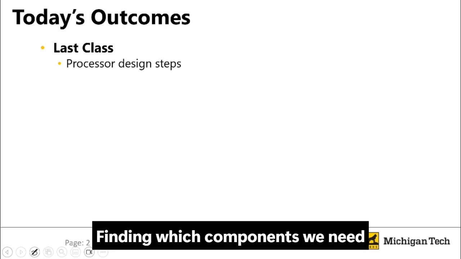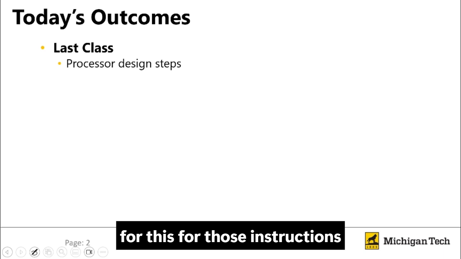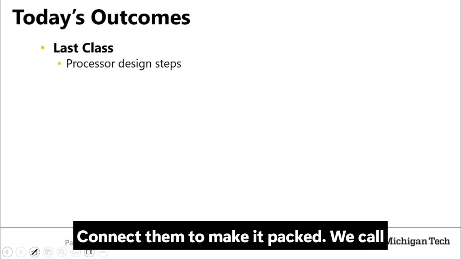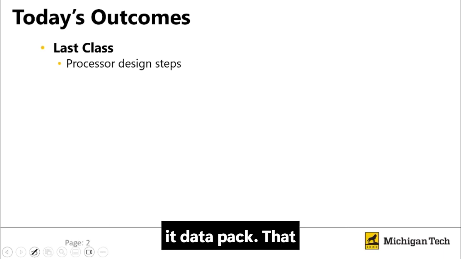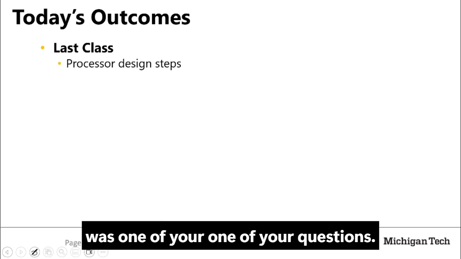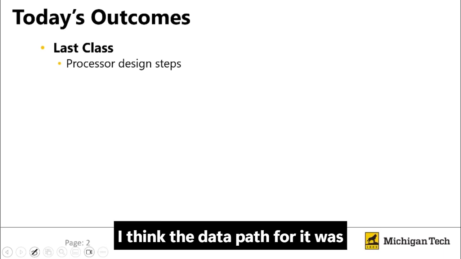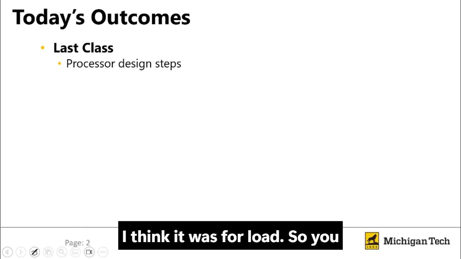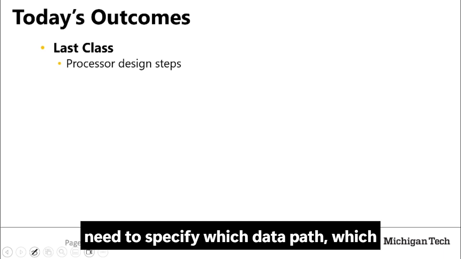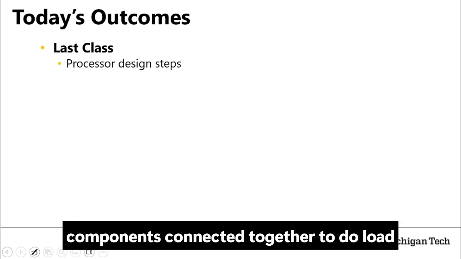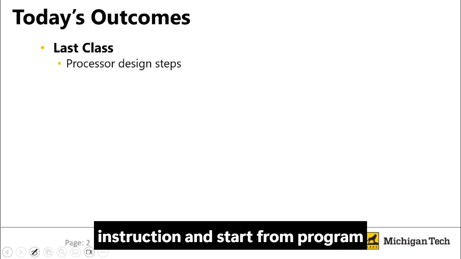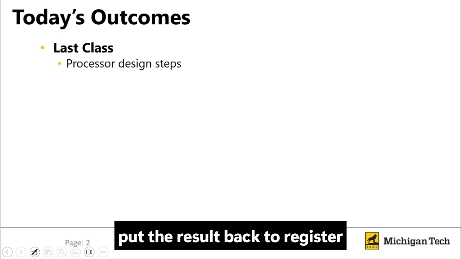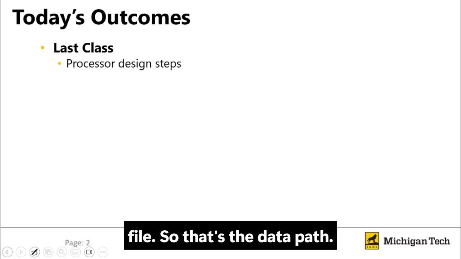Finding which components we need for those instructions, and then we need to connect them to make a path. We call it the data path. That was one of your questions, I think. The data path, it was for load. So you need to specify which components connected together do the load instruction. Start from program counter to memory, for example, and put the result back to register file. So that's a data path.